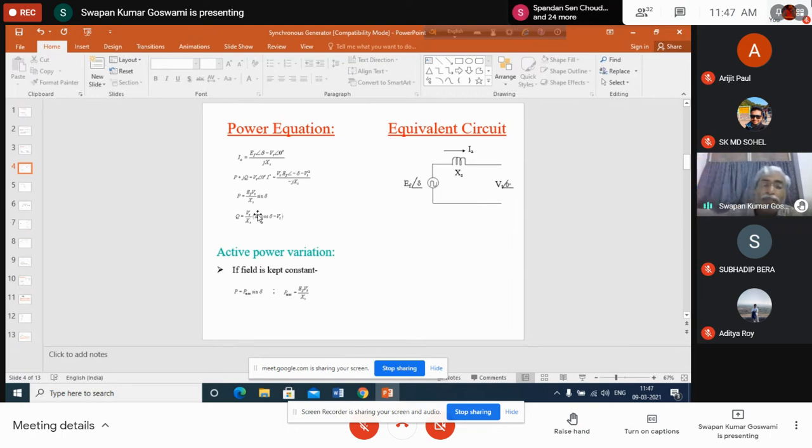So what you have to do now? You have to change the value of EF. Obviously, you have to change the field flux, which means you have to change the field current. So EF may now be controlled by changing the field current.